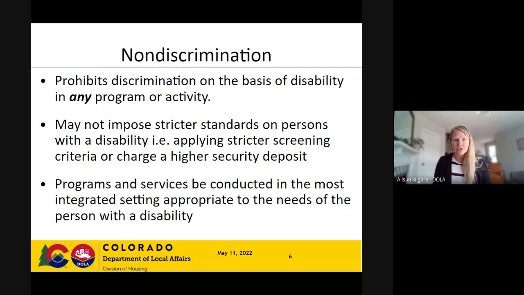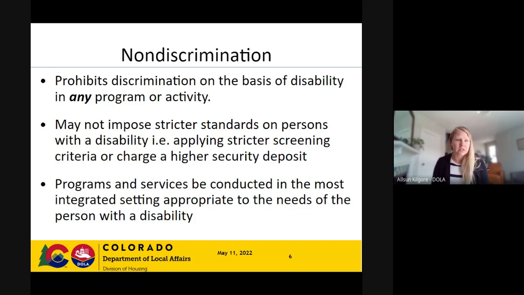All right. Firstly, non-discrimination prohibits discrimination on the basis of disability in any program or activity. You may not impose stricter standards on a person with disabilities, such as applying stricter screening criteria or charging a higher security deposit. If somebody's coming in with a wheelchair and you don't traditionally check landlord history, you can't then check landlord history to see if they were a good tenant at a prior property. Treat everybody the same, regardless of whether they're coming in with a disability, known or unknown. And you cannot charge a higher security deposit. If somebody requests a reasonable accommodation because of a disability and you're concerned that they may cause additional damage to the unit, you cannot charge them an additional security deposit for any reason.